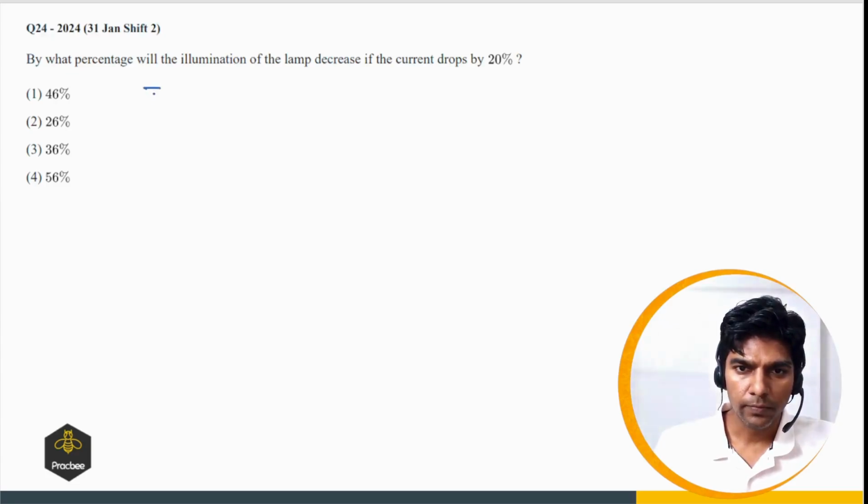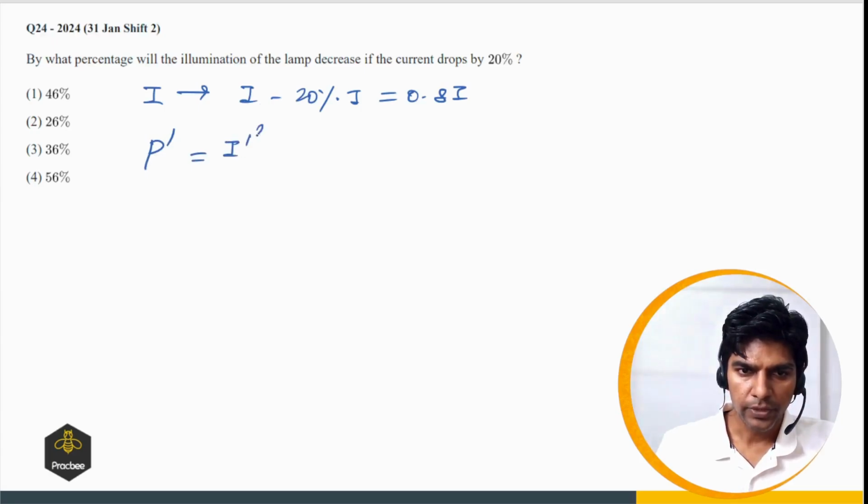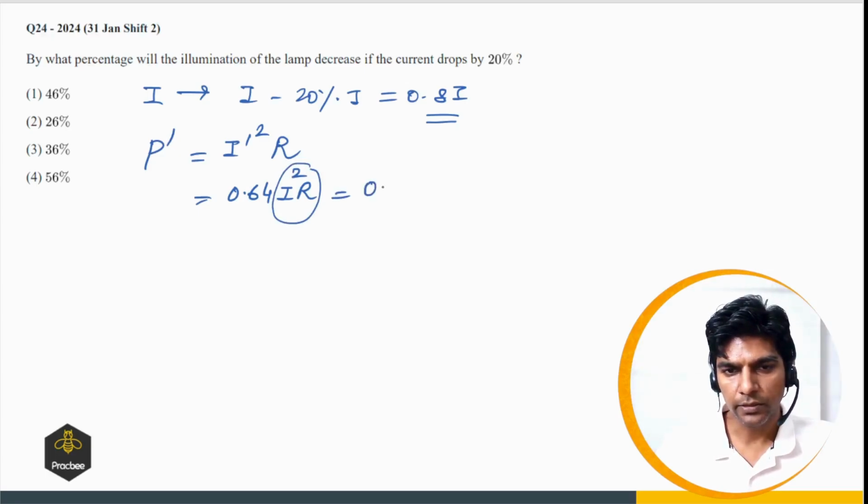So now current is decreasing by 20%. So current will become I minus 20% of I, so that comes out to be 0.8 I. So the new power will be I prime square times the resistance. I'm taking resistance is not changing. I prime is nothing but 0.8 I. So it will become 0.64 I square R. Now this I square R is the original power dissipation. So we can say the new power will be 0.64 times the original power.